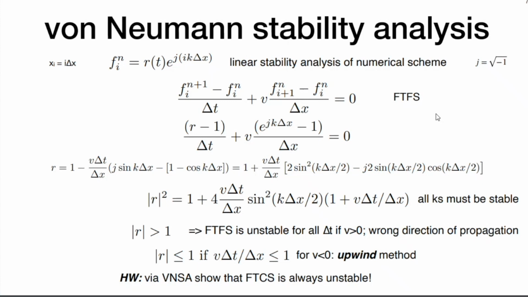If your V is positive, you can see this is greater than 1 for all J's. If V is greater than 0, then this is unstable for all J's. So it's extremely numerically unstable. But if V is negative, then it can be stable. So you can show that this forward time, forward space scheme is unstable for V greater than 0, and it's stable if V delta t by delta x is less than 1 for negative velocities.